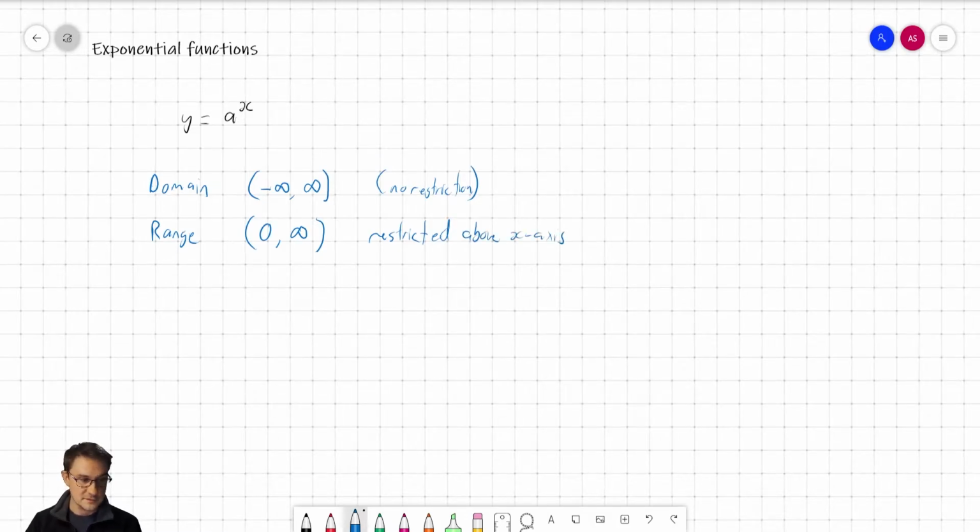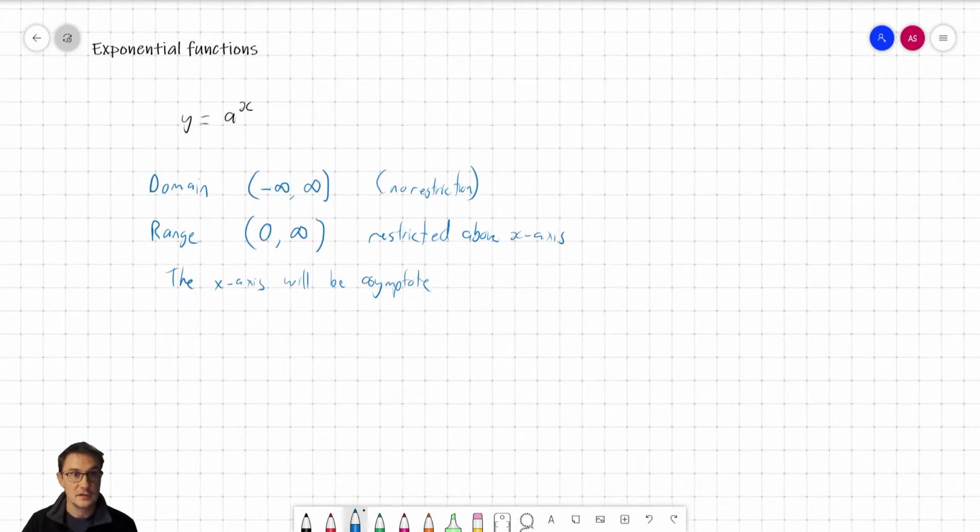Now, as a result of this, one of the things we have to take into account is the x-axis is then going to be an asymptote. An asymptote is points where a graph approaches but never actually touches. So we'll get ever so closer, but never actually reach that point here.